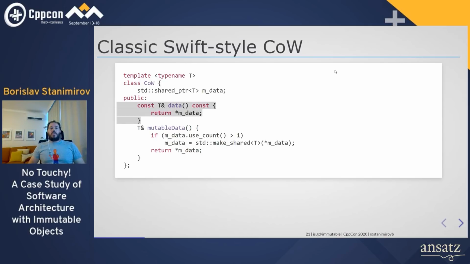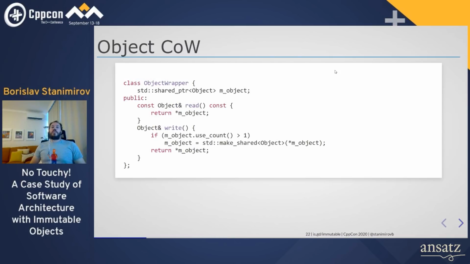You have your data, it's a shared pointer. You can always, at any moment, just read the data as it is. And when you want to write on the data, you receive a mutable reference. In this case, we check whether there are any other references to this object around. If there are not, we can just return the actual object. But if there are, we perform a copy on write. So that's an object copy here. So let's rewrite our object in the same way. That's basically the exact same thing, called object wrapper.